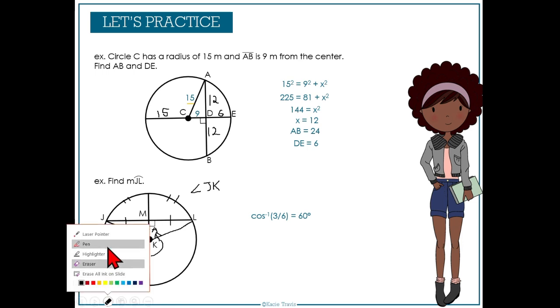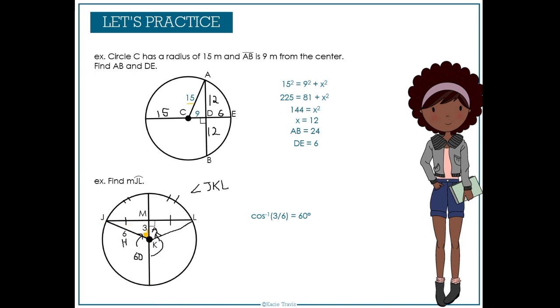So this little arc coming from J to K to L is 60 plus 60, aka 120. Now, this angle has our center here, K, in it. That makes it a central angle, and that means that the actual arc is also going to be 120.